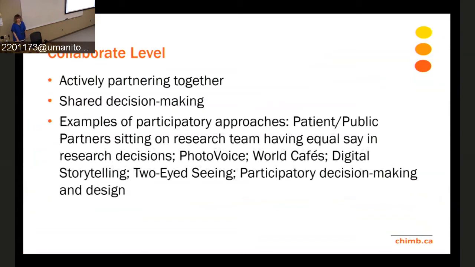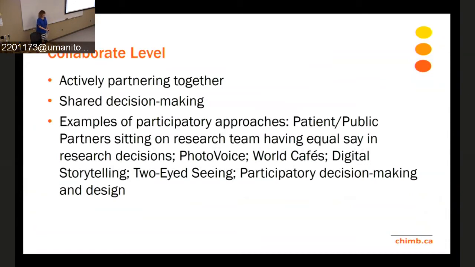At the collaborative level, we're talking about actively partnering together. We're talking about shared decision making. And some of the examples, of course, are having patient and public advisors sitting on a research team, having equal say in a research decision. A little note about having people with lived experience on your research team is you still have to understand and utilize different participatory approaches to ensure that everyone has an equal say around the table and that you have a consensus approach to agreeing on a research decision.